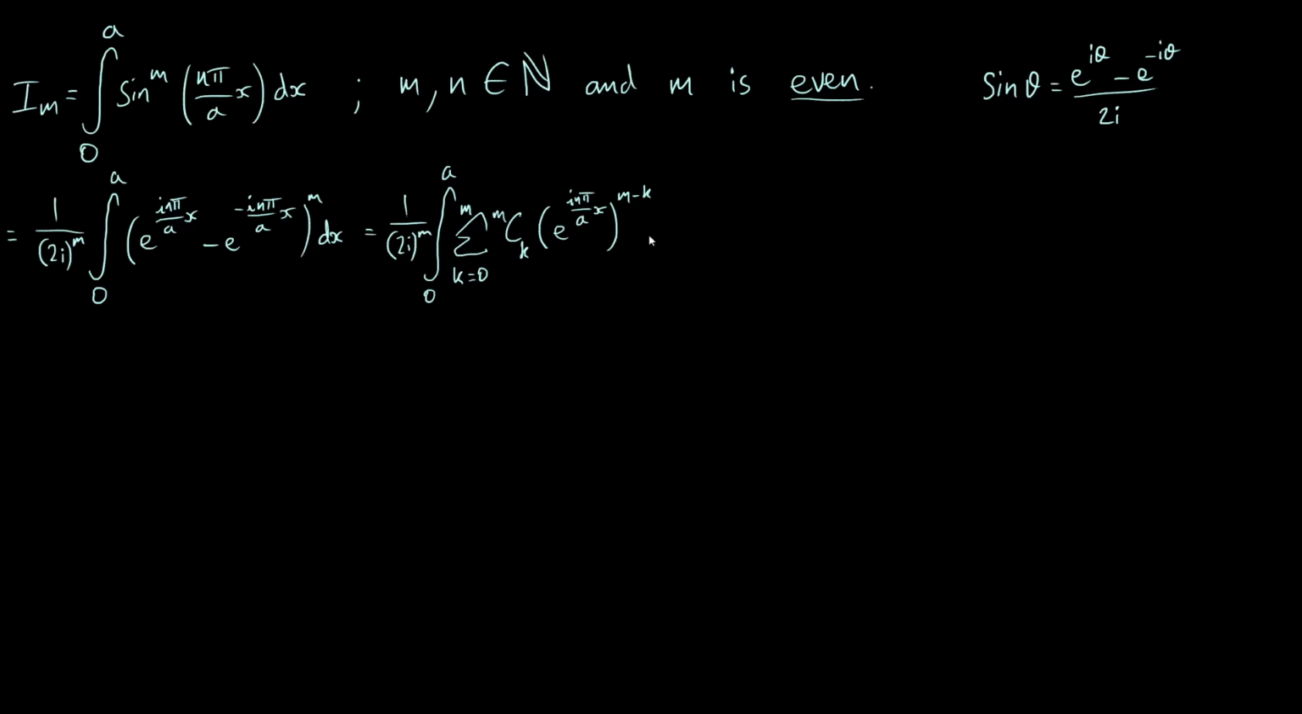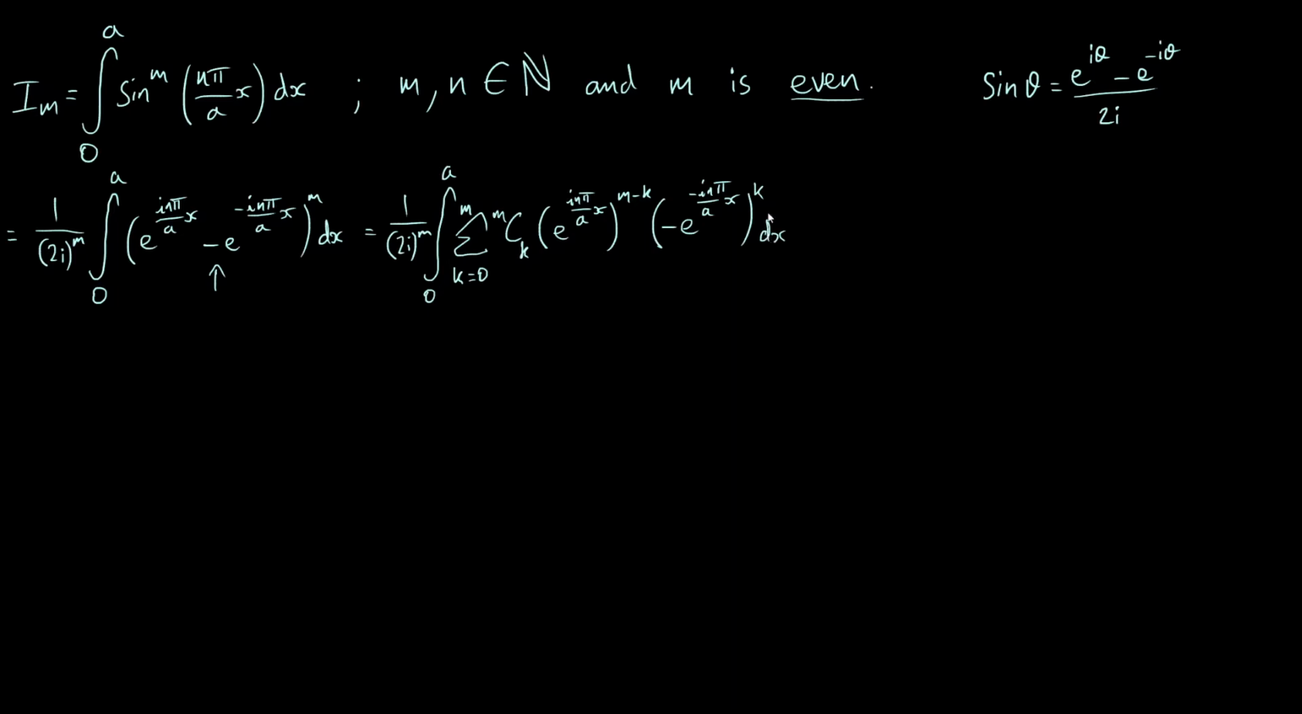Then we have to take our second term. We have to be careful because the second term includes that minus sign. The second term is minus e to the minus i n pi over a times x, and that has to be raised to the power k, and then that's with respect to x.